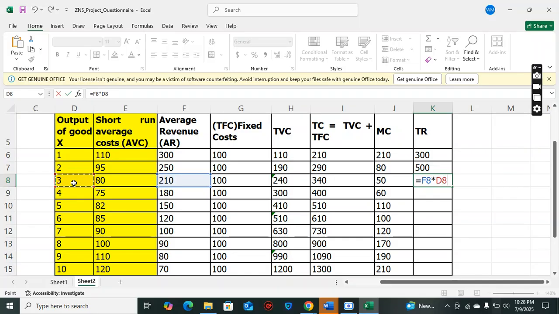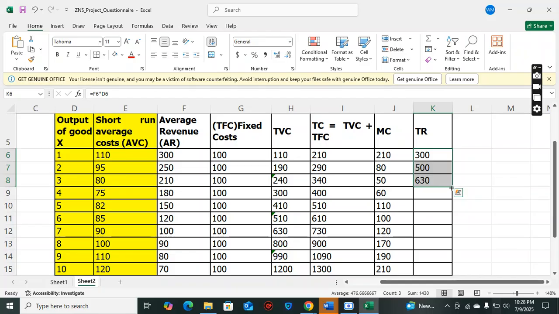Average revenue times quantity. Are we okay with that?